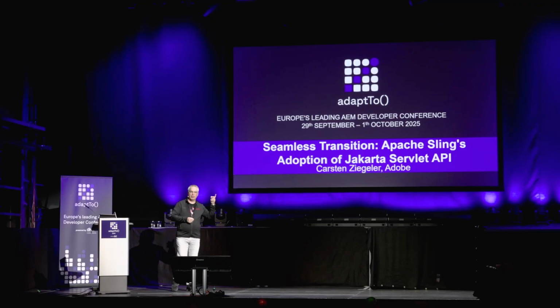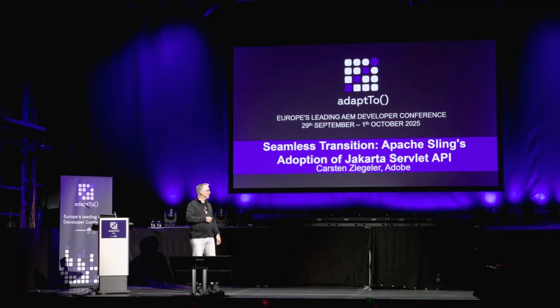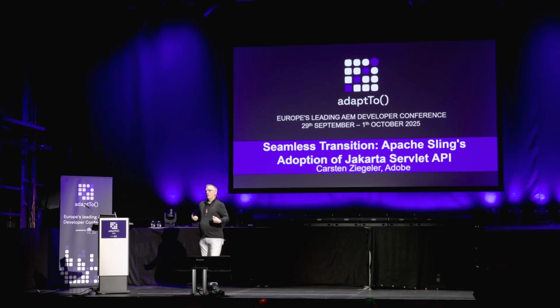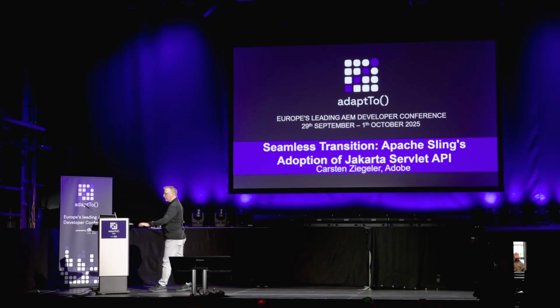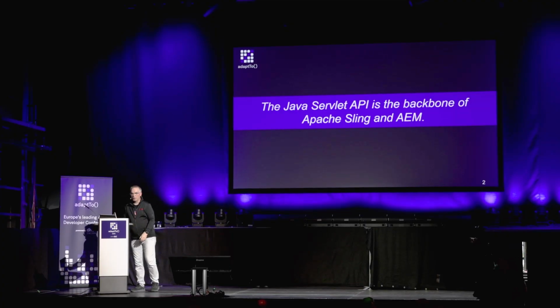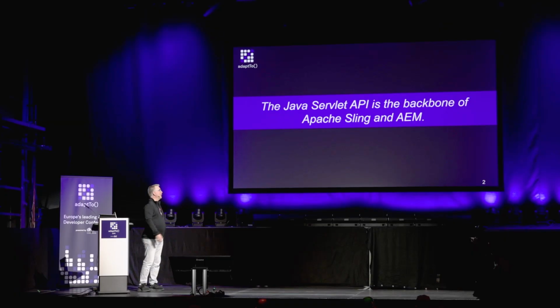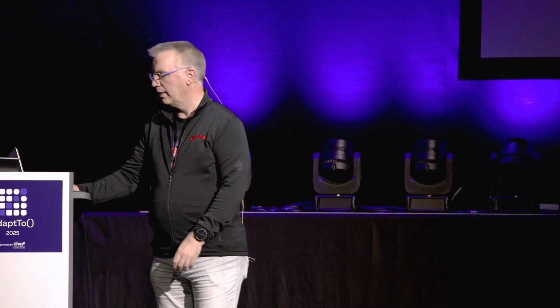A very long title to describe what I'm talking about. It's basically Sling moving to the latest Servlet APIs. And why is that so important? Because the Servlet API is the backbone of Apache Sling and obviously of AEM then as well. So whatever you're doing with AEM, the Servlet API is probably involved.